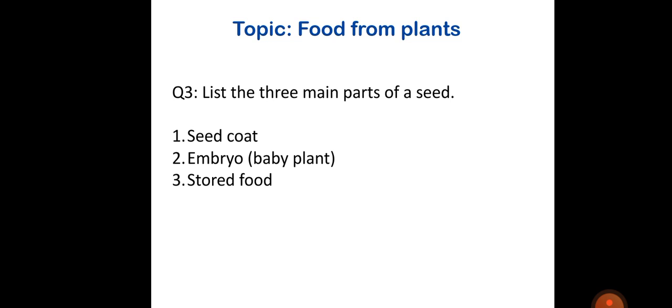The first part was seed coat. Seed coat is the outer covering of the seed that covers the seed from outside. The next part is embryo or baby plant. There is a baby plant inside each seed, and that is also called embryo. Then the third part is stored food. Every seed has stored food inside it. So these are the three main parts: seed coat, embryo or baby plant, and stored food.